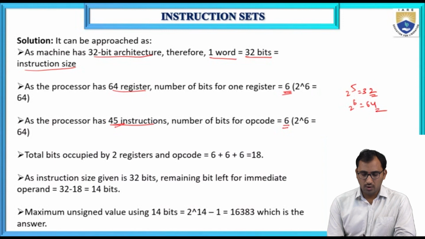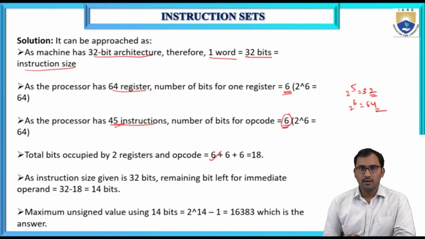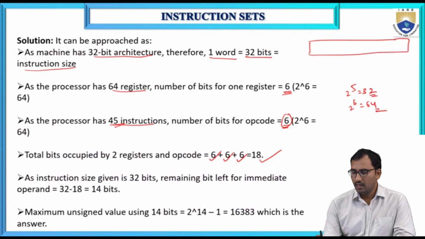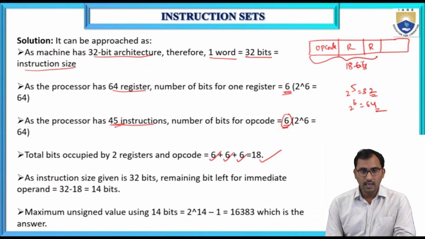Okay. And the total bits occupied by the 2 registers and opcode: the opcode is occupied by 6 bits, and each register requires 6 bits. We have 2 register operands, so 6 plus 6. So total 18. By having the opcode and 2 registers, it is occupying 18 bits. As it is a 32 bit architecture, the size of the instruction is 32 bits in total.